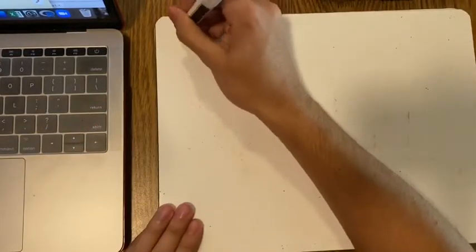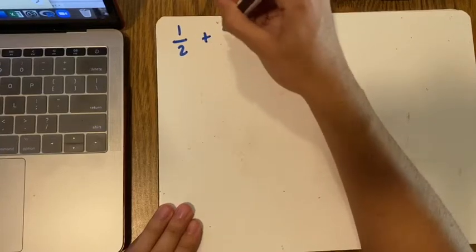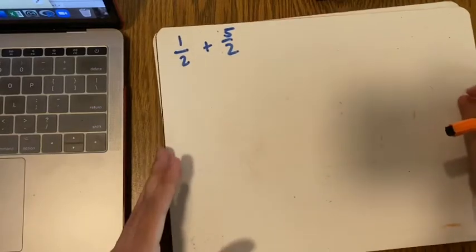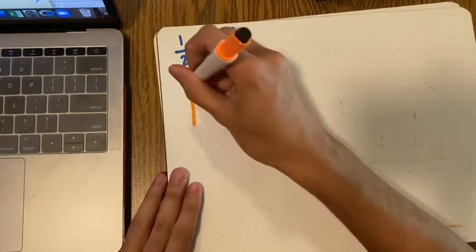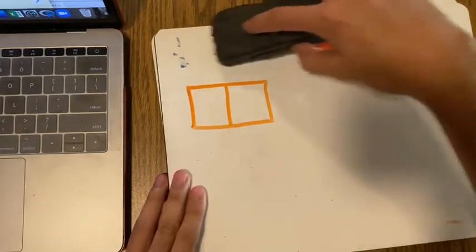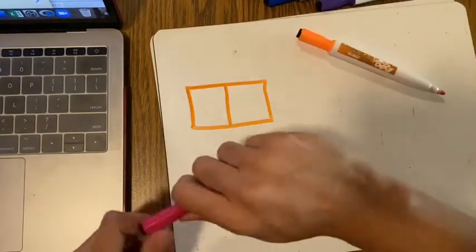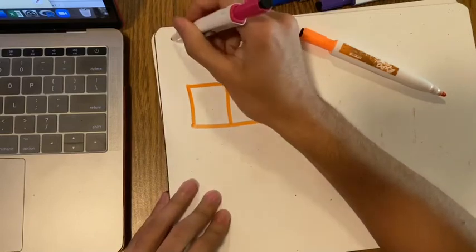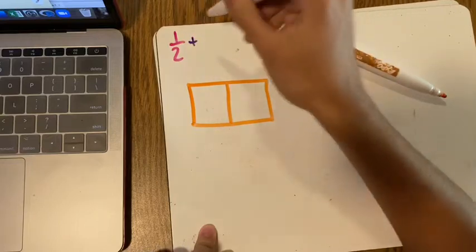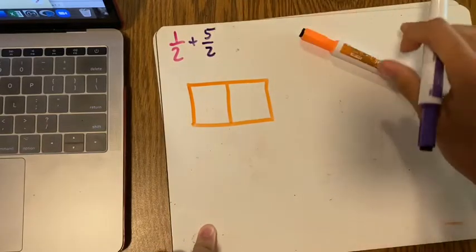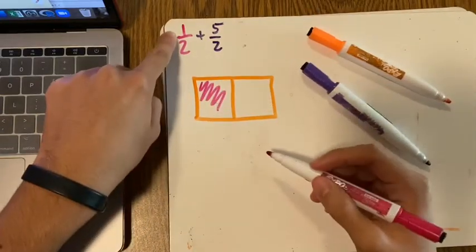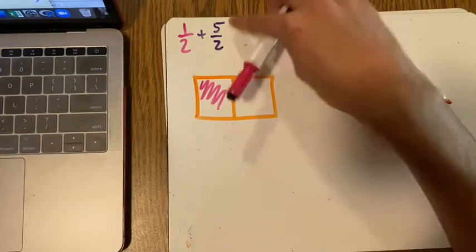Let's say that I had 1/2 plus 5 over 2. All right, well, I'm gonna have to draw a box of how many? Of 2. And we'll start off with, you know what, let me do this in a different color. I have 1/2 plus 5 over 2. I start off with 1/2, right? I shade in 1. This is 1/2. And then I'm going to have to shade in 5 more.